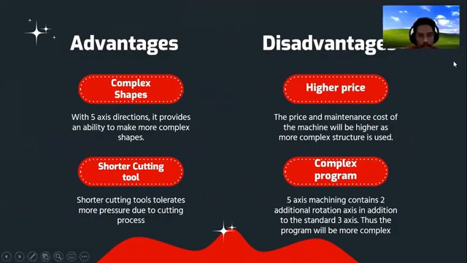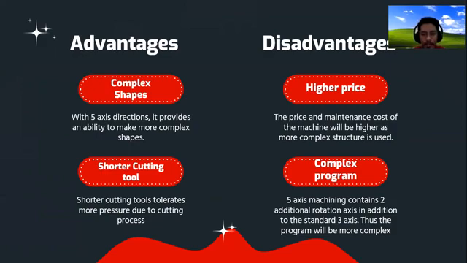Next is the advantages and disadvantages of 5-axis machining. The first advantage is it can produce complex shapes with 5 axes, which are X, Y, and Z, and also an additional rotation axis. It provides the ability to make more complex and more detailed shapes of the product. The second advantage is shorter cutting tools. With 5-axis machining's simultaneous machining movement, it can use shorter and more rigid cutting tools so that it can tolerate more pressure due to the cutting process.